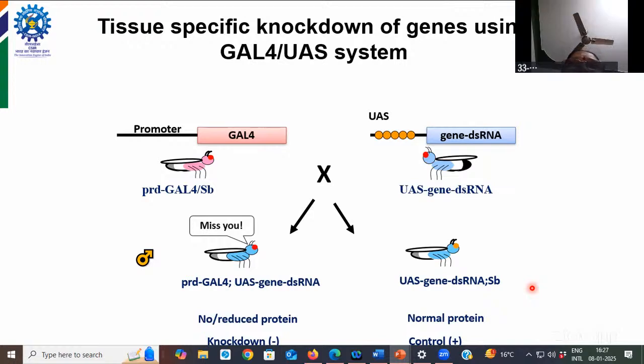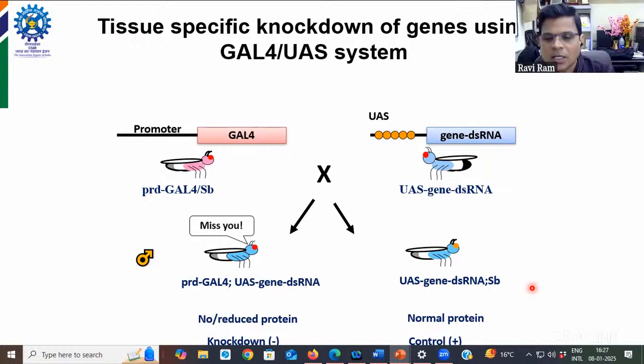Again, repeat, sir. Not clear. Okay. So I said GAL4 is something which binds to US. Right? In this system, they are traditionally trained that way, that GAL4 has to go and bind to this particular promoter sequence, and initiate the transcription of whatever is downstream of it.